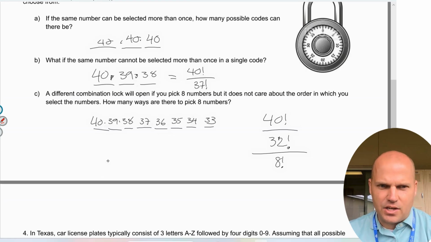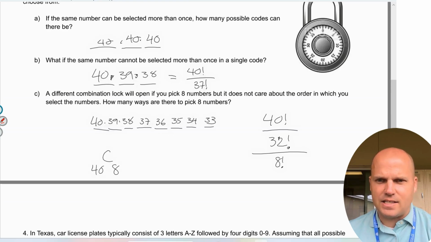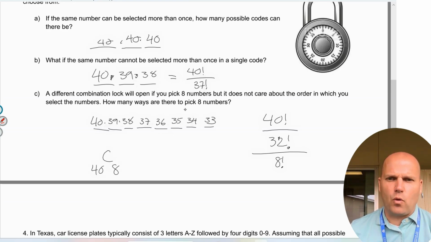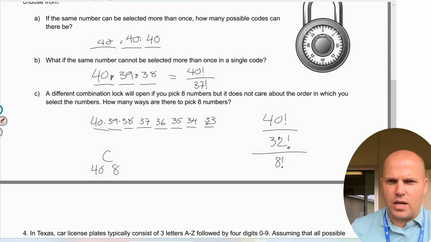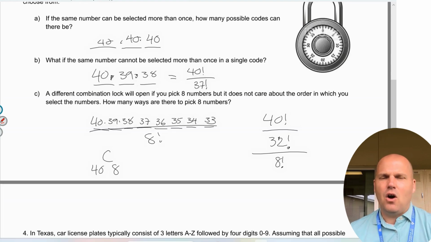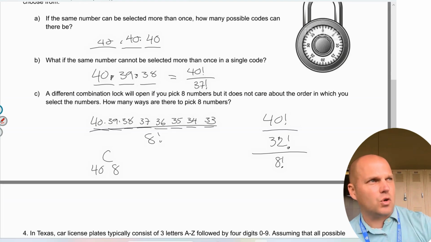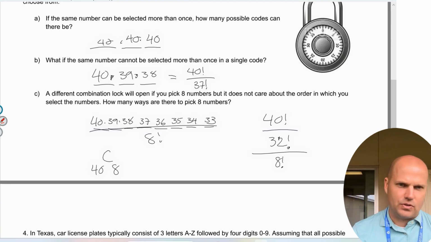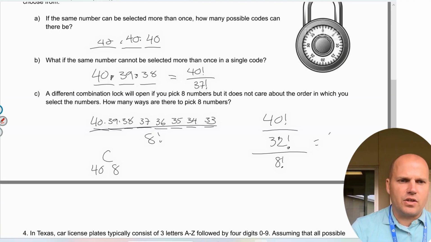And this is a combination. I have 40 numbers to choose from. I'm choosing 8 of those numbers. But I start with 40 factorial all the way down to 33. But I want to remove the repeat orders. So I take that and divide it by all of those 8 factorial ways to choose 8 numbers. You can write it like this.